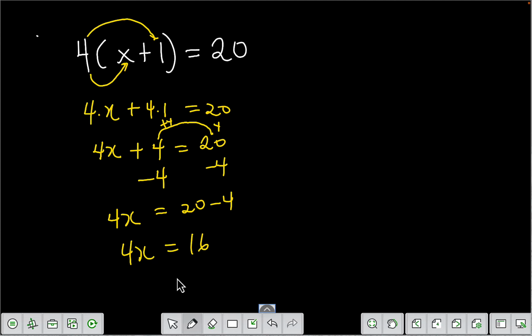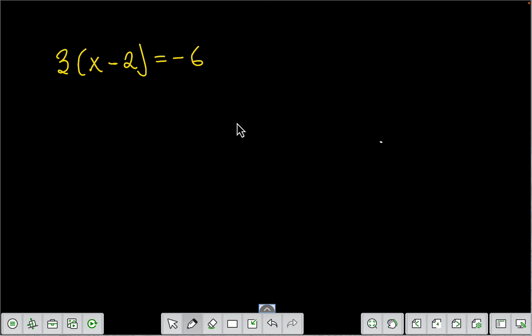Now applying the division property of equality, which says that to maintain equality, equal numbers may be divided on both sides of equality. And so this is going to divide by 4 here, divide by 4, and x is equal to 4.